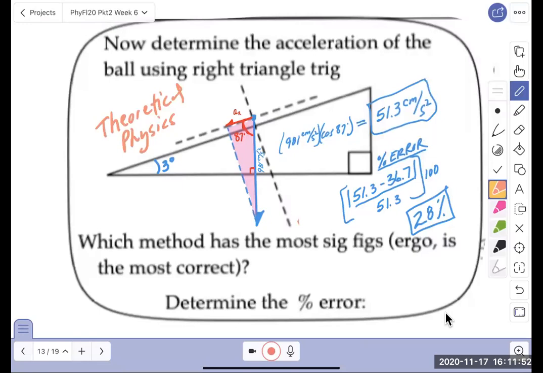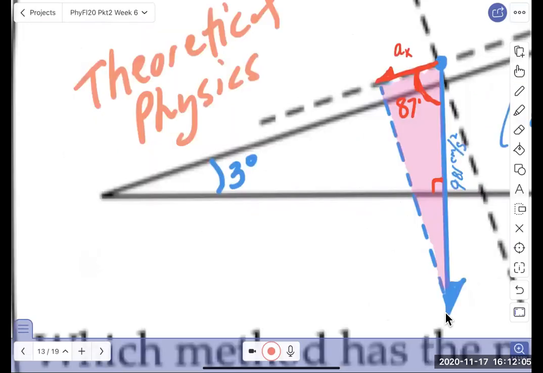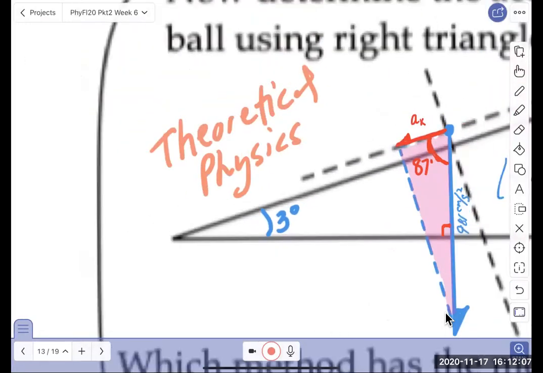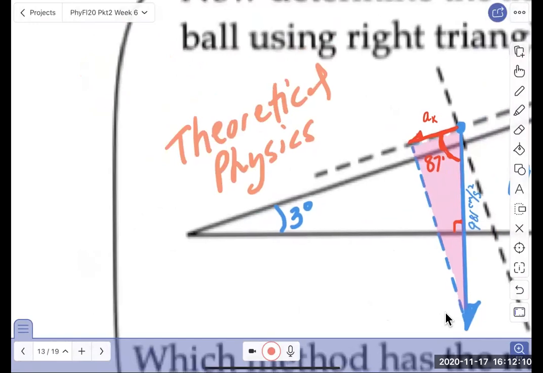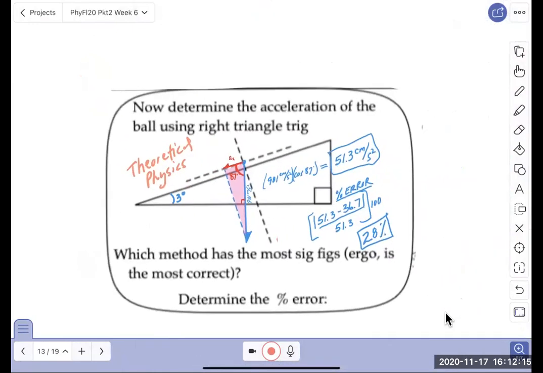What we did here is theoretical physics. This 51.3 centimeters per second per second is what the ball should have accelerated when we let it go. Well, we came up with five reasons why that wasn't true. One, this angle here, we said 3 degrees. Well, their iPhones were telling them it was somewhere between 2.5 and 3 degrees. So if it's 2.7 degrees, that makes a big difference, because cosine 2.7 is a lot different than cosine 87.3. It's a lot of difference at 87. See what I'm saying? Or 88.